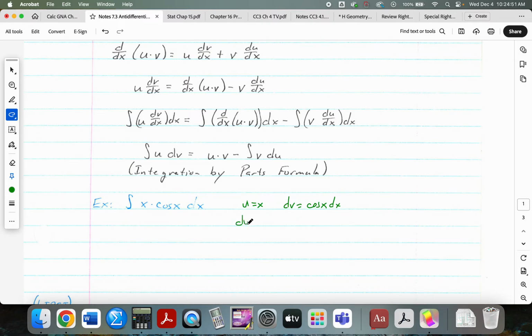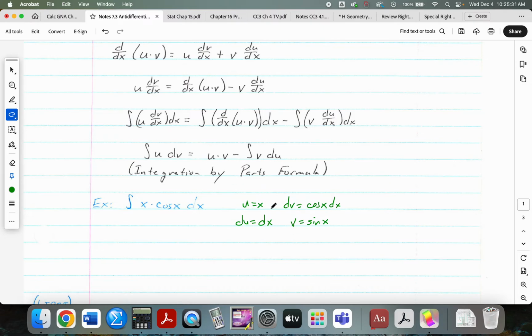Then du, well, the derivative of x is just 1, so du will be equal to dx. And then on this side, we have dv, but we want to know what v is equal to. So what is the antiderivative of cosine of x dx? Sine of x. And we don't have to worry about the constant when we do that. Occasionally students go, shouldn't we have a plus c? Yeah, it turns out it doesn't matter.